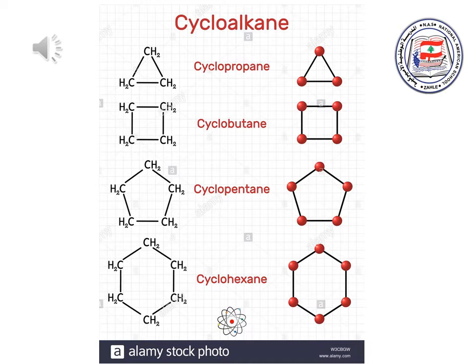To determine the IUPAC name of a cycloalkane, first count the number of carbons in the ring and assign the corresponding alkane name. Then simply add the prefix cyclo to the alkane name. For example, the 3-carbon ring is named cyclopropane. The 4-carbon ring is called cyclobutane. The 5-carbon ring is called cyclopentane, and the 6-carbon ring is called cyclohexane.